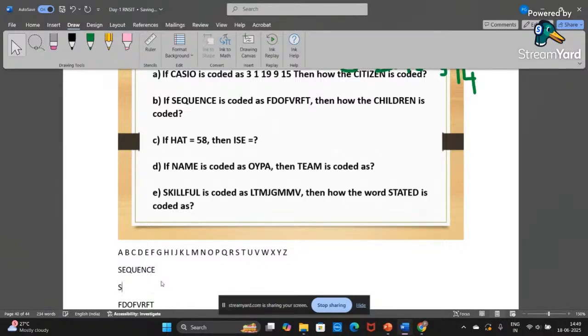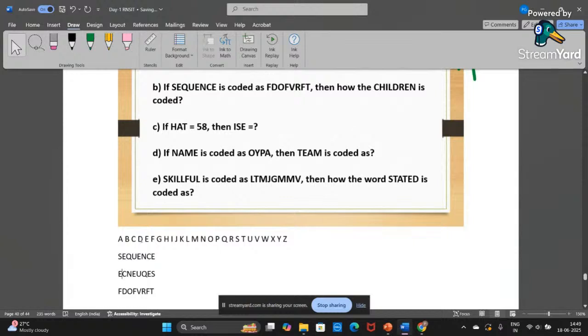Let us try. First, the word is reversed, and then they have written the next letter of each letter. After E, it is F. After C, it is D. After N, it is O. After E, it is F. After U, it is V. After Q, it is R. After E, it is F. After S, it is T. What they have done here: first they wrote the given word and reversed it. Then for each letter, they wrote the next letter. This is the logic behind this.